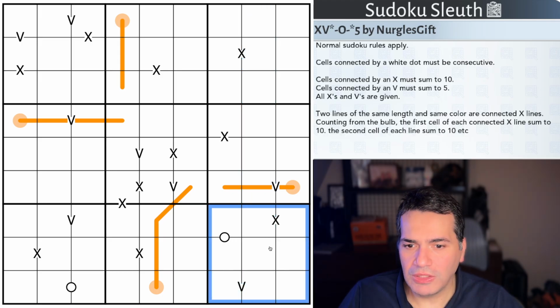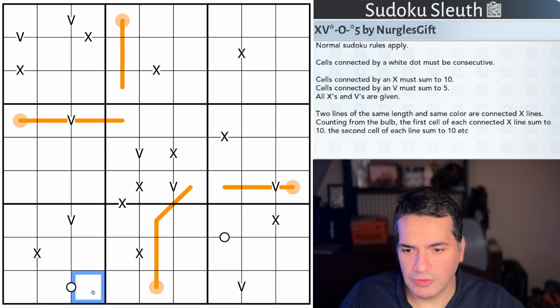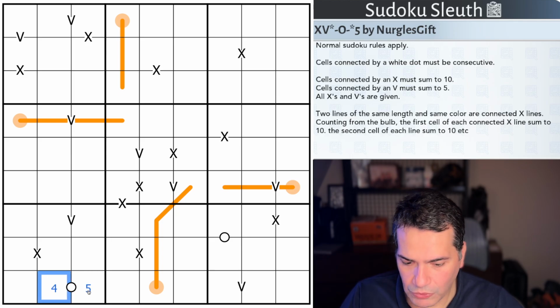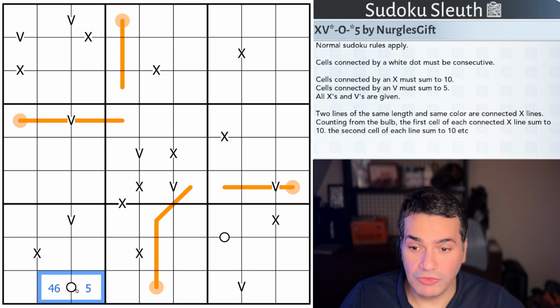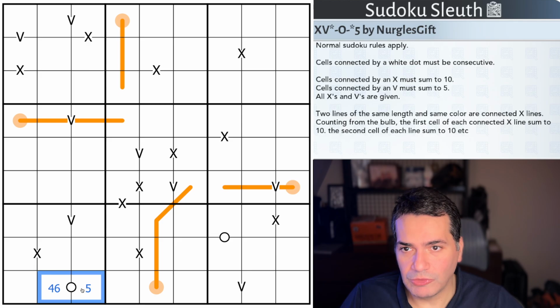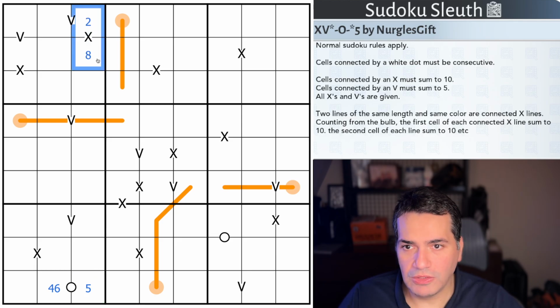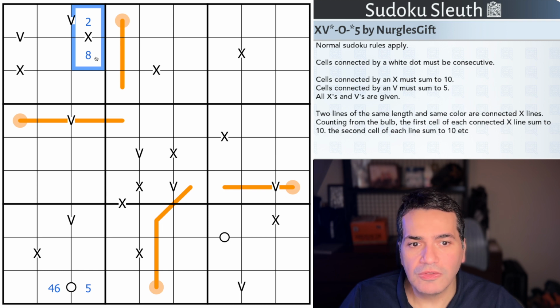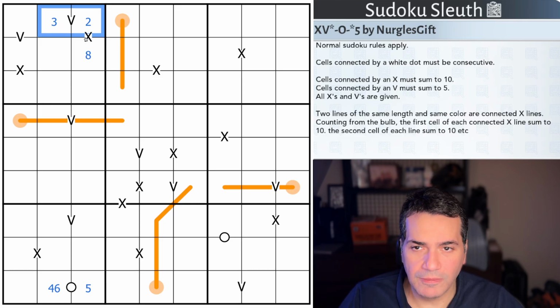Cells connected by a white dot must be consecutive. If this cell is a 5, this would have to be 4 or 6 for them to be consecutive with the 5. Cells connected by an X must sum up to 10. So if this cell is a 2, this would have to be an 8 to make sure that these two cells add up to 10. Cells connected by a V must sum up to 5. So if this cell is a 2, this would have to be a 3 to make sure that these two cells add up to 5.